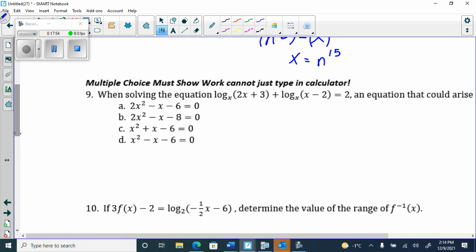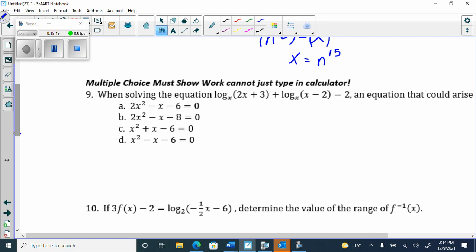Okay, that's the issue. Number 9, we have more than one log. We have to be able to spot and know what to do. So when we have more than one log and a number, we move the logs to one side and the number to the other. Now in this case I was nice. I put the logs on one side and the number on the other, but did I have to do that?